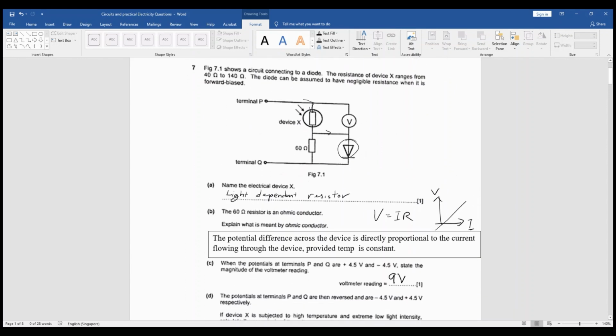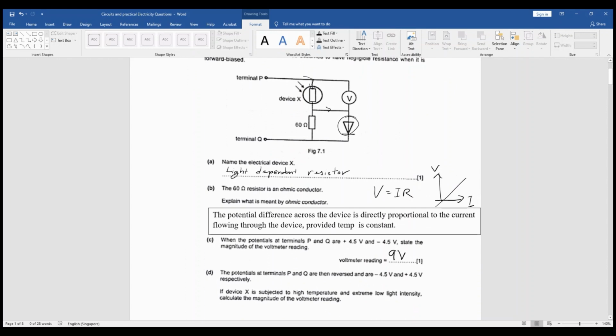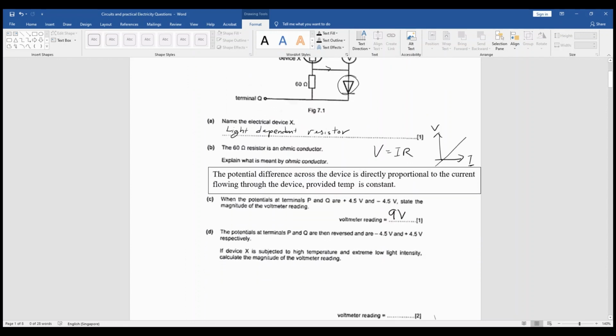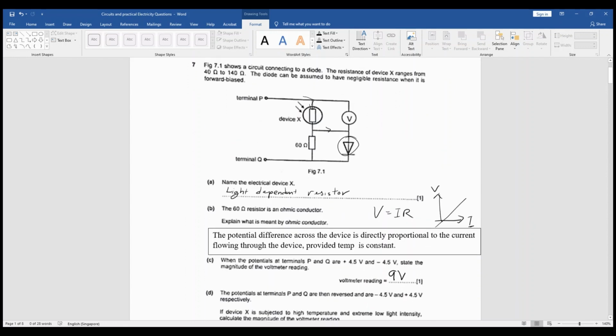High temperature, but why would I care about temperature? This is a light one. So this is extremely low light intensity. That means I have extremely high resistance. That means my resistance will be 140 ohm.